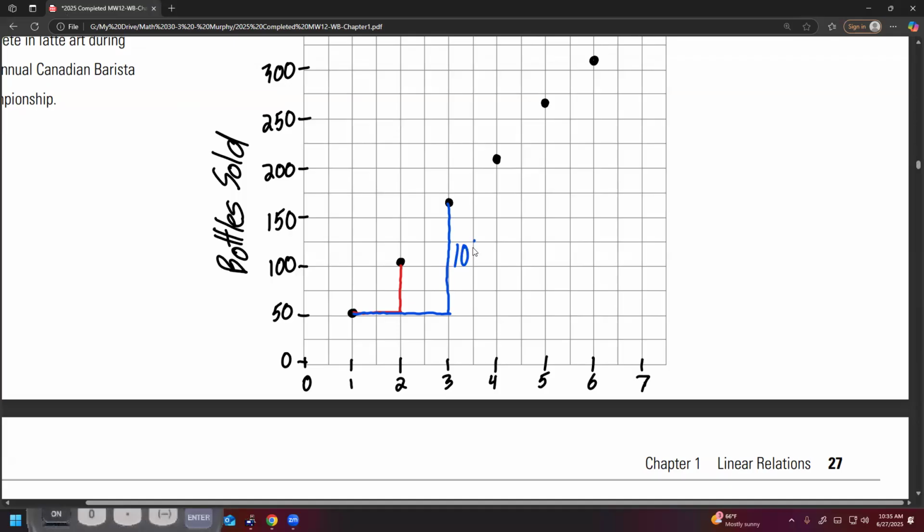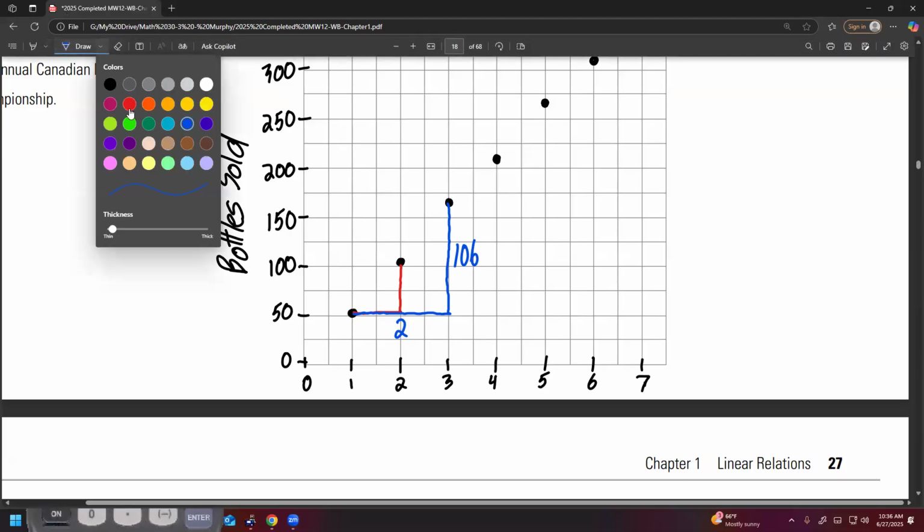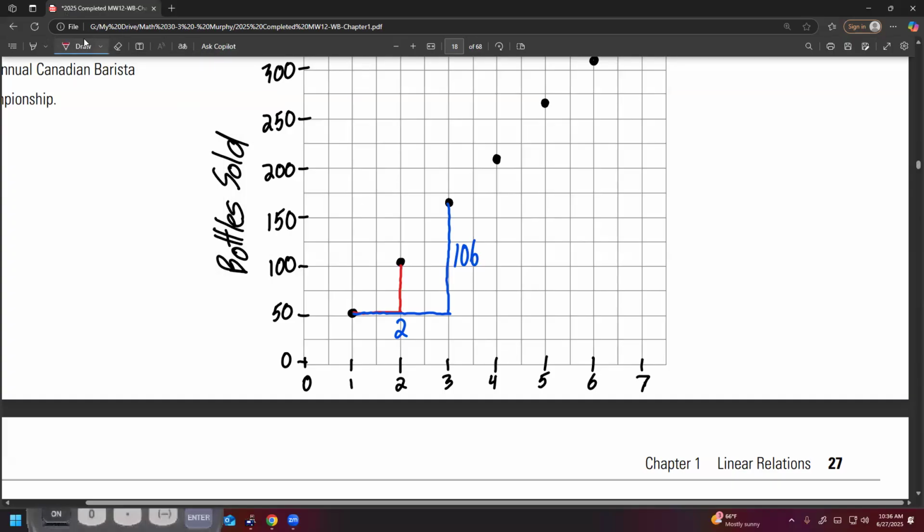is 106. And it is 2 days for a run. And the rise on the red one is 52 and a day. Okay, so there's our 2 there.